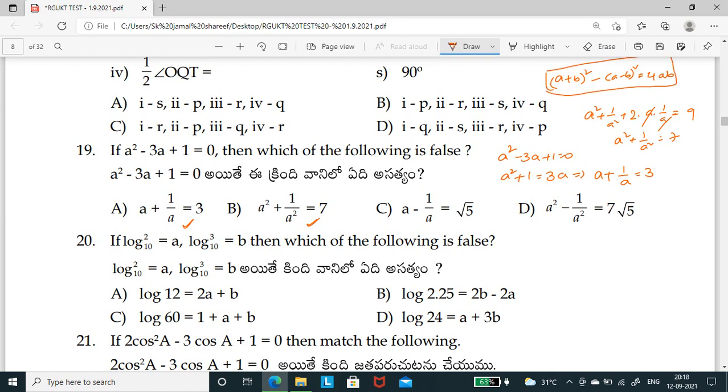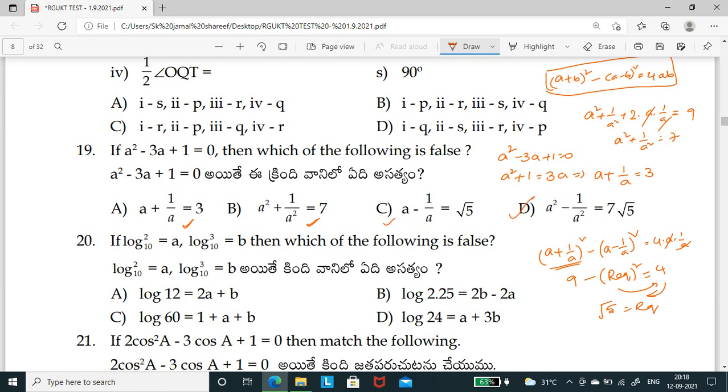Now substitute a in the place of b. Then what am I going to get? A plus 1 by a whole square minus a minus 1 by a whole square is equal to 4 into a into 1 by a. So a gets cancelled here. A plus 1 by a whole square is 9 minus my required value square is equal to 4. Now transposing this to the right hand side and 4 to the left hand side, 9 minus 4 is 5. Hence the required value is nothing but square root of 5. Hence option C is also correct.